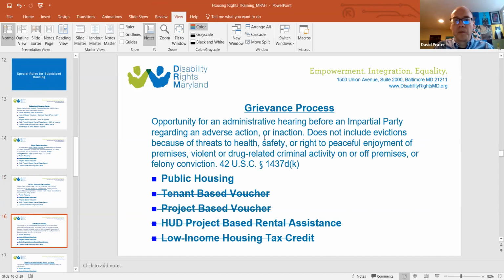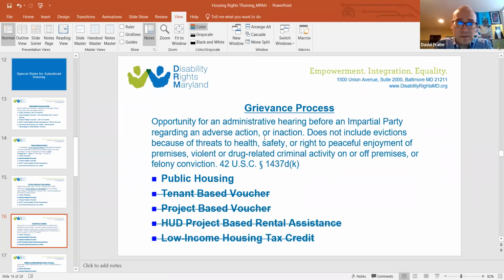Grievance process. So residents of public housing have an opportunity for an administrative hearing before an impartial party regarding an adverse action, and most housing authorities say inaction as well. But this does not include evictions because of threats to health, safety, or the right to peaceful enjoyment of the premises, such as violent or drug-related criminal activity on or off the premises, or felony convictions. And this is a right really for public housing residents.